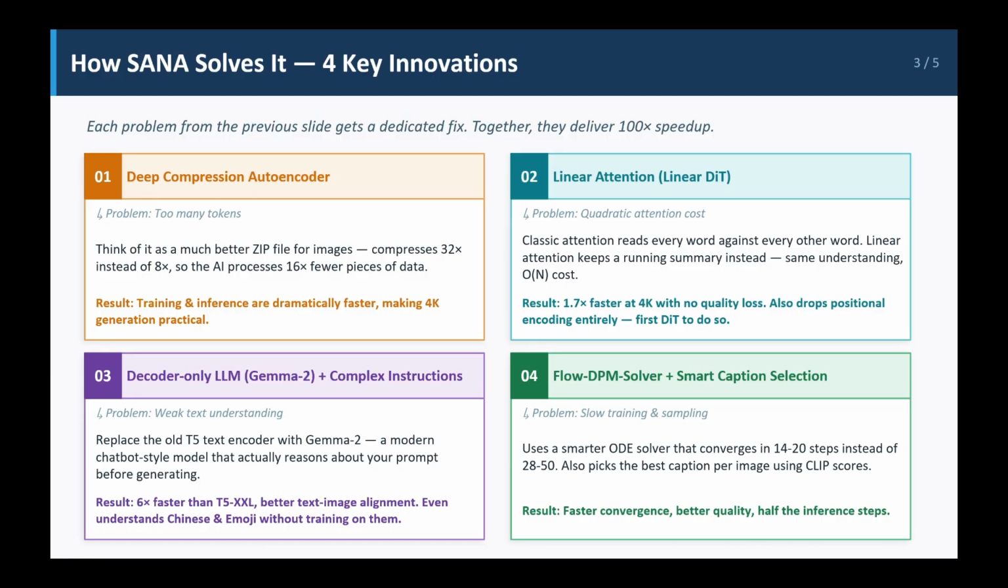The next core component is flow-based training. Instead of predicting noise like traditional diffusion models, Sana predicts velocity using a method called rectified flow. This improves training stability, sampling efficiency, and convergence speed. Sana also introduces Flow DPM Solver. This reduces the number of sampling steps from around 28 to 50 steps down to 14 or 20 steps. This makes image generation significantly faster without losing quality.